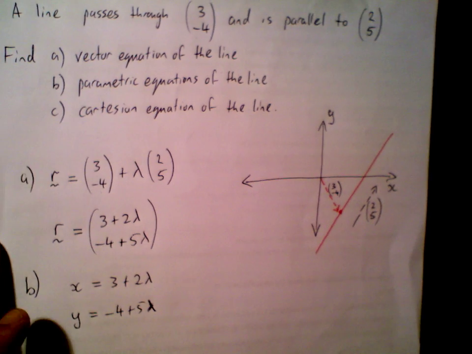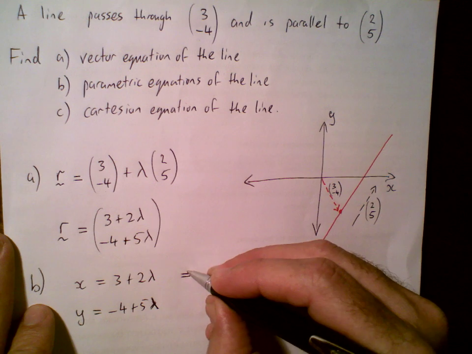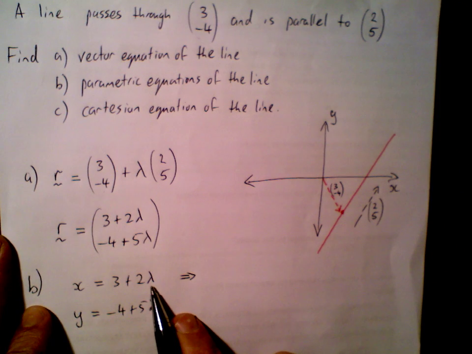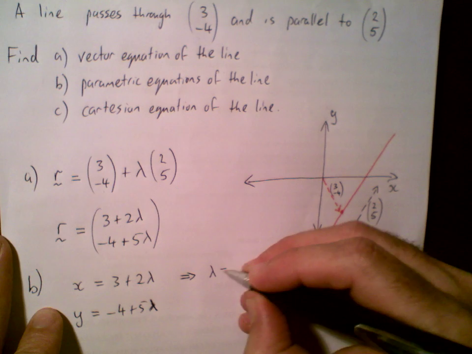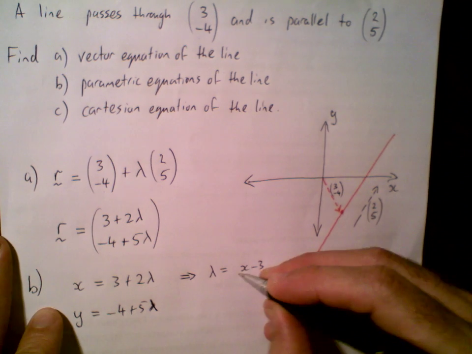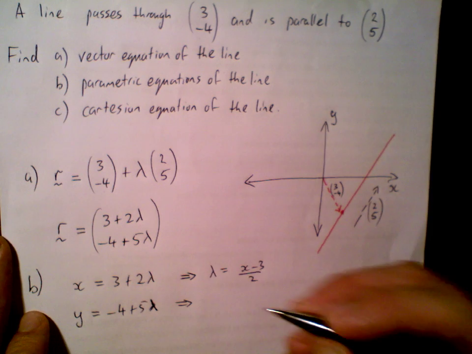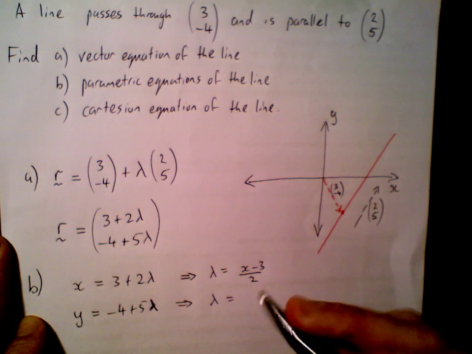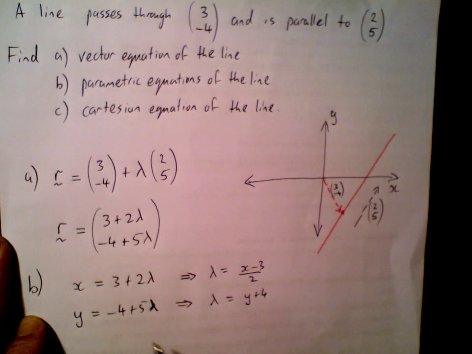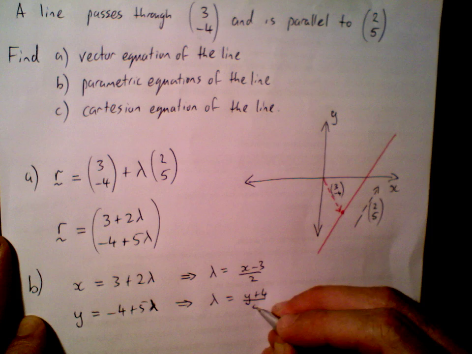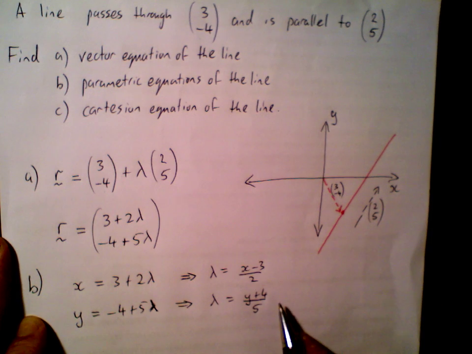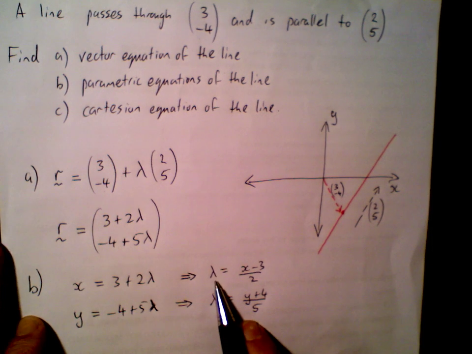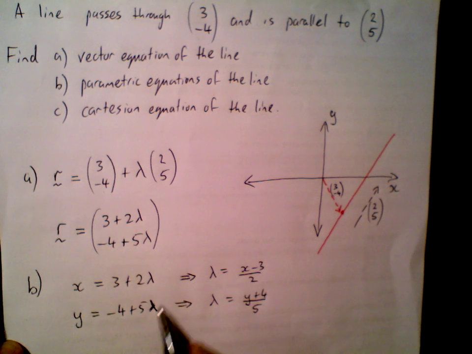Both of these equations now, if we wanted to, we could rearrange them so that lambda was the subject of the equation. So this one would be x take 3 over 2. We could say that lambda was equal to x take 3 over 2. And for this equation, we could say that lambda was equal to, adding 4 to both sides, y plus 4, and dividing both sides by 5, y plus 4 over 5. Okay, so still parametric equations, I've just expressed them now with lambda as the subject of the equation. So these would normally be considered to be our parametric equations here.